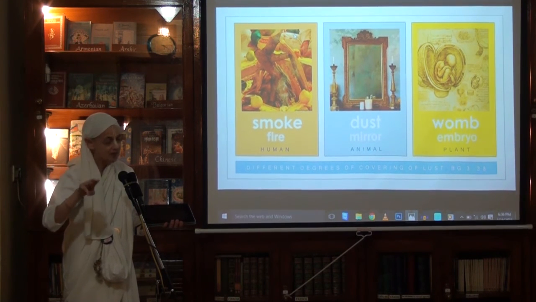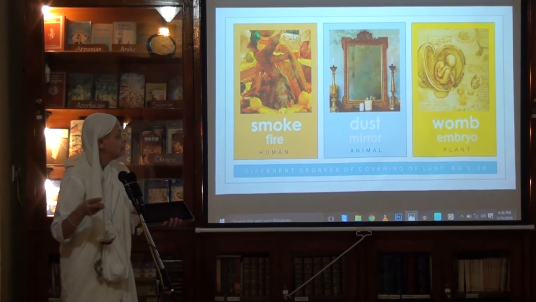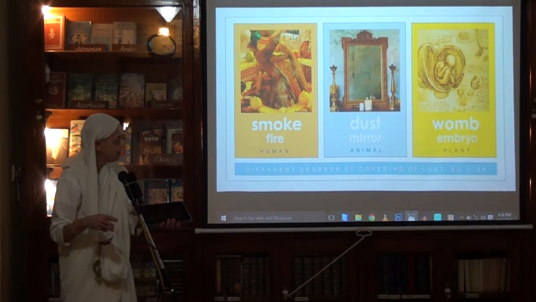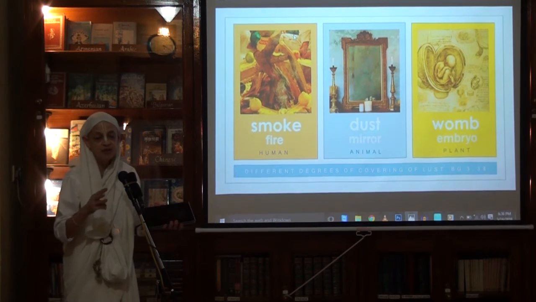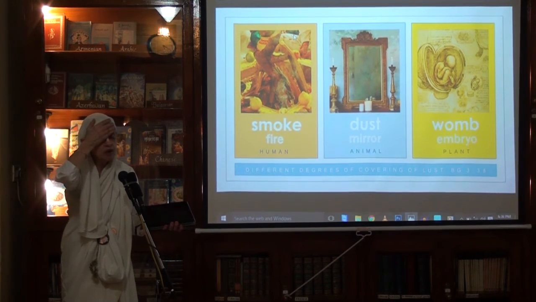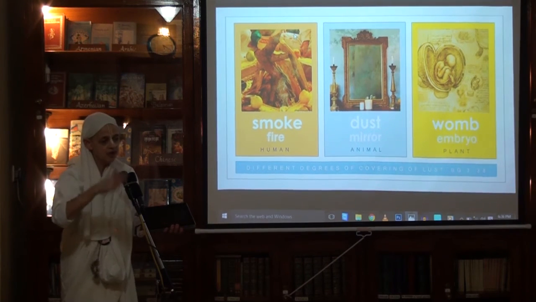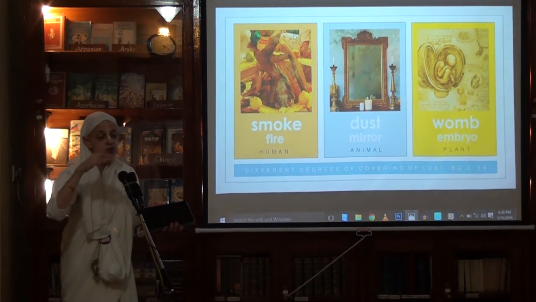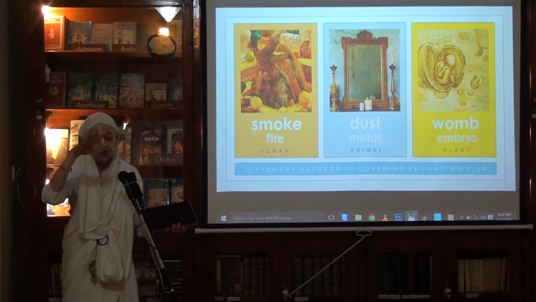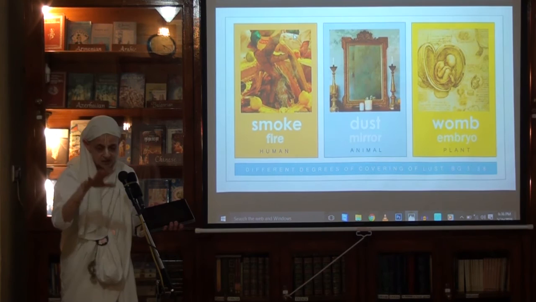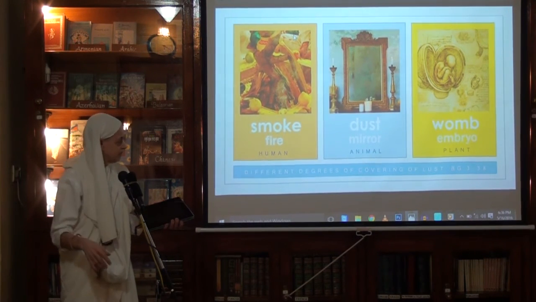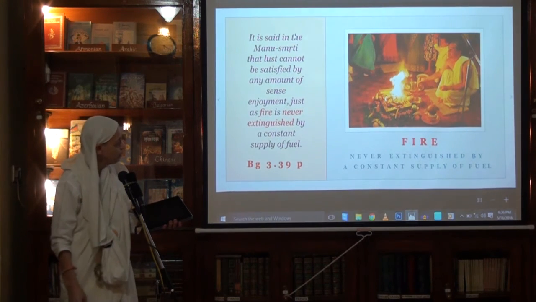Big ones. Smoke covers fire. Dust covers a mirror. And the womb covers an ember. Those are different degrees of lust. Lust is actually covering our consciousness. That's why we have to get rid of it. The degree to which you are experiencing lust is the degree to which your original consciousness is covered. You have to get it off. So that's the process. Okay, and we'll talk more about those tomorrow.